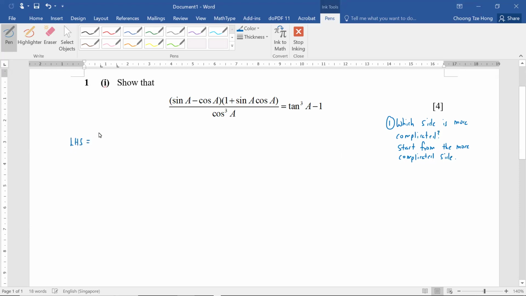It's obviously more complicated. So you have sine A minus cosine A times 1 plus sine A cosine A over cosine cube A. Alright, then looking at this expression that we have that's given to us, we need to ask ourselves the second question: what can be done to proceed forward?